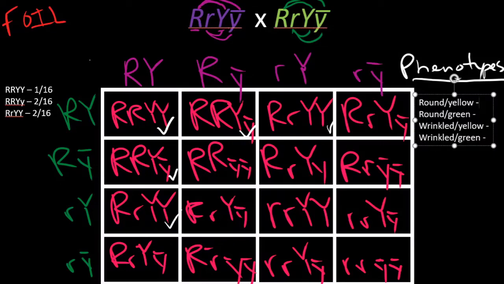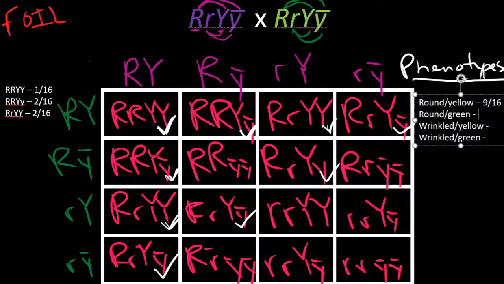To figure out how many are going to be round yellow, we will need to find any that have a capital R and a capital Y. So here is 1 with a capital R, capital Y, 2 with a capital R, capital Y, 3, 4, 5, 6, 7, 8, 9. So there are 9 out of 16 round yellow. So a 9 out of 16 probability of having round yellow seeds.